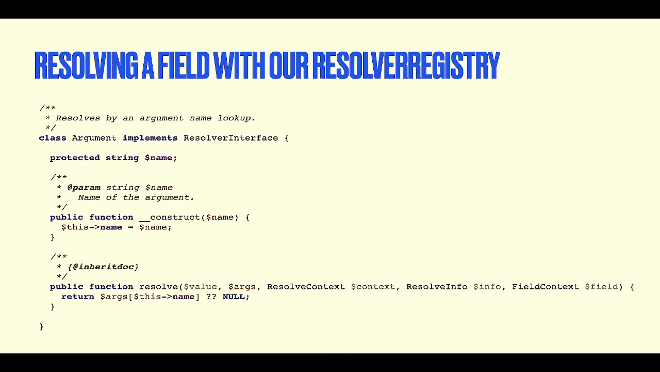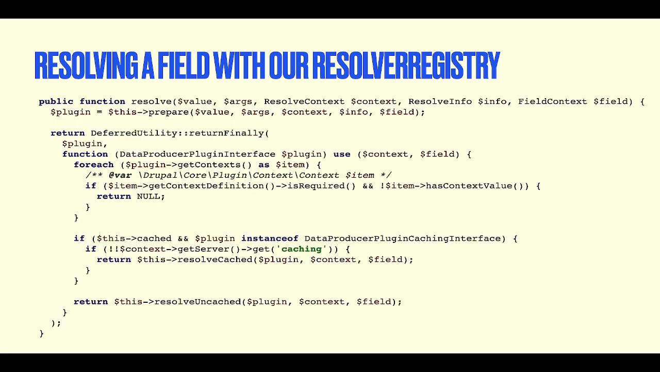You may think that the custom data producers that we created with produce is just as simple, but those are slightly more complex. We don't actually call our data producer plugins directly, but they're actually wrapped in a data producer proxy. So what you'll see here, we'll call this prepare, which will actually get the right data producer plugin. When that's done, we'll do some magic with the context.